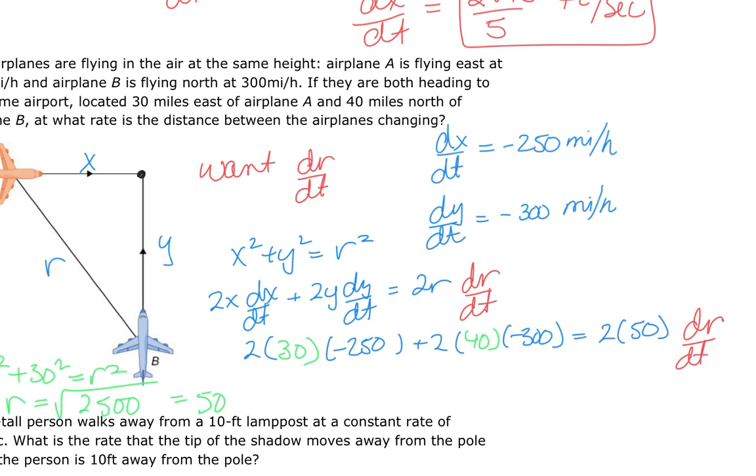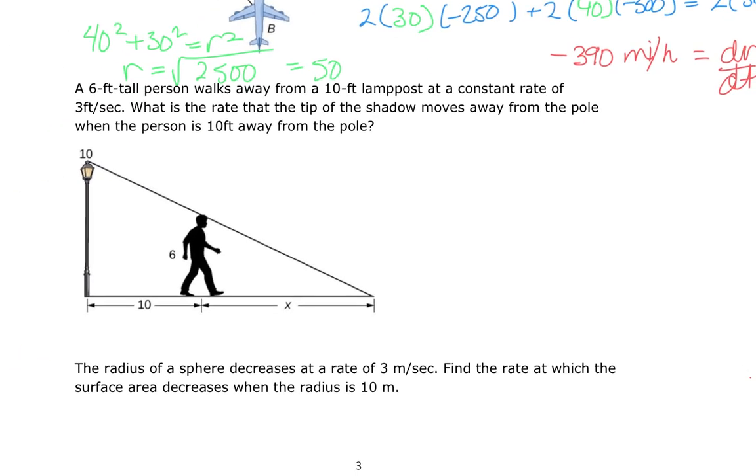Okay, so I'm just going to get my calculator out and I can tell you what dr dt is. So I end up with a negative 390 miles per hour is my dr dt. And that tells me the rate at which the distance between those is decreasing, because it's a negative 390.